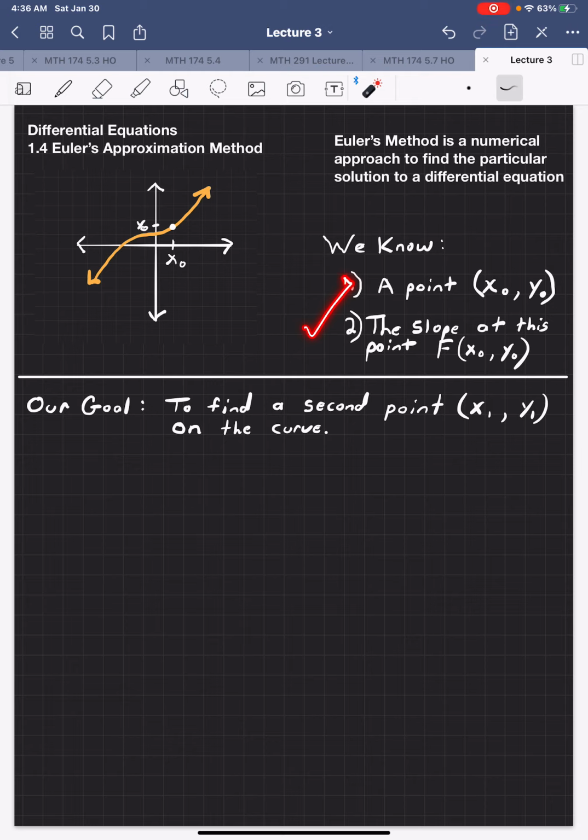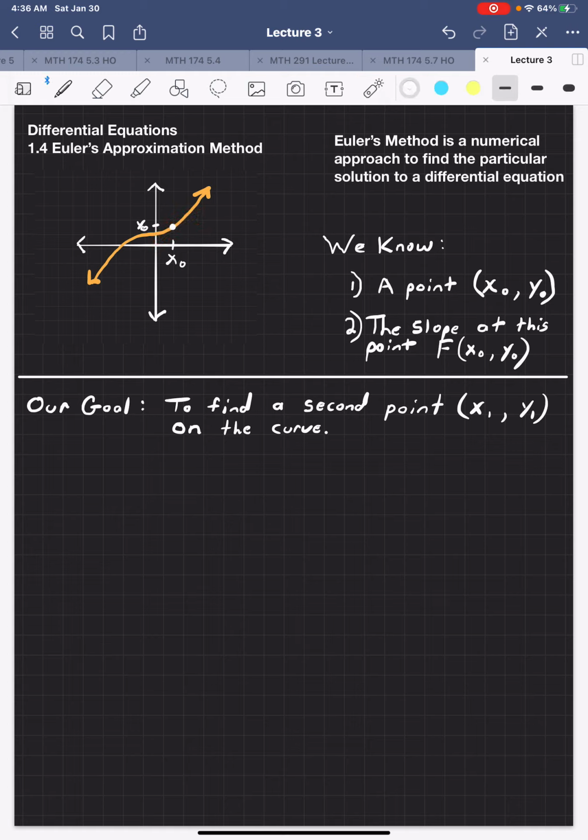You can imagine that if you were driving in a car, I might not have the position function that would be able to tell me where you will be in 1 hour or 2 hours, but the information that I do have is I do know how fast you are traveling at some particular location, right?